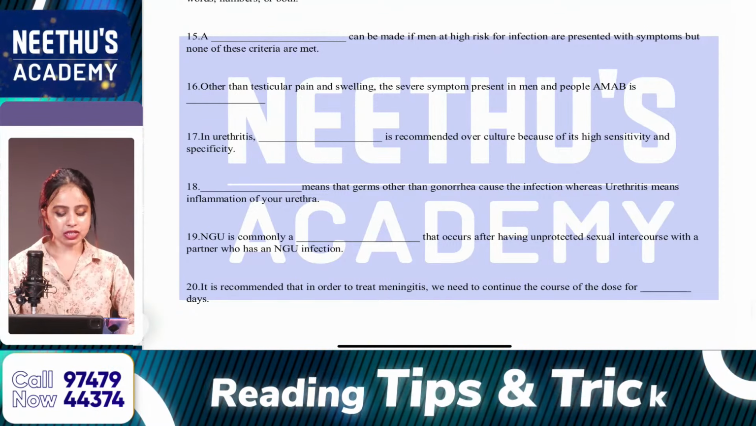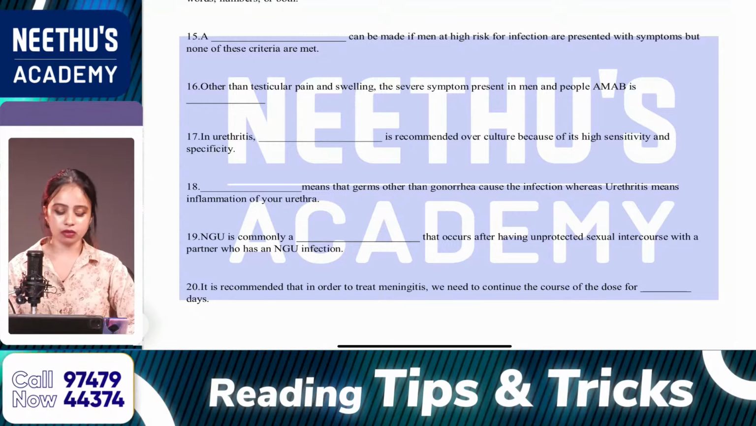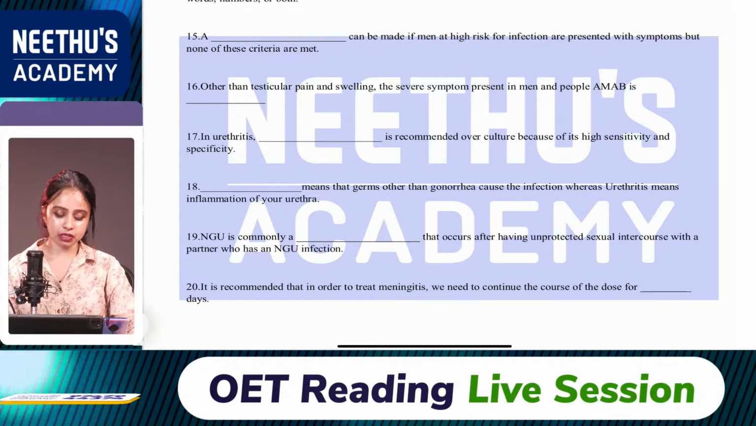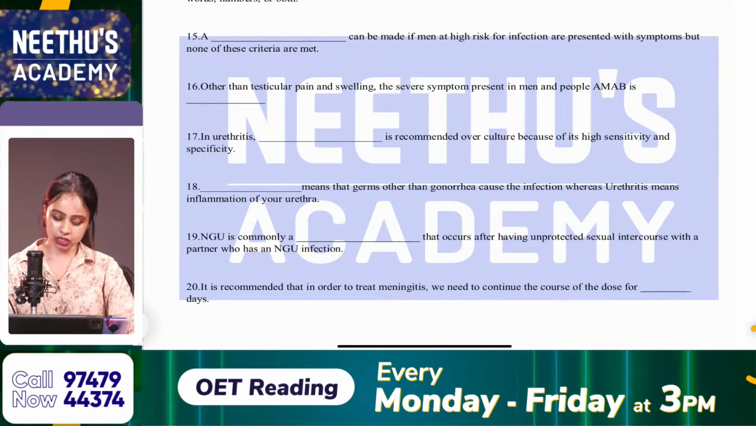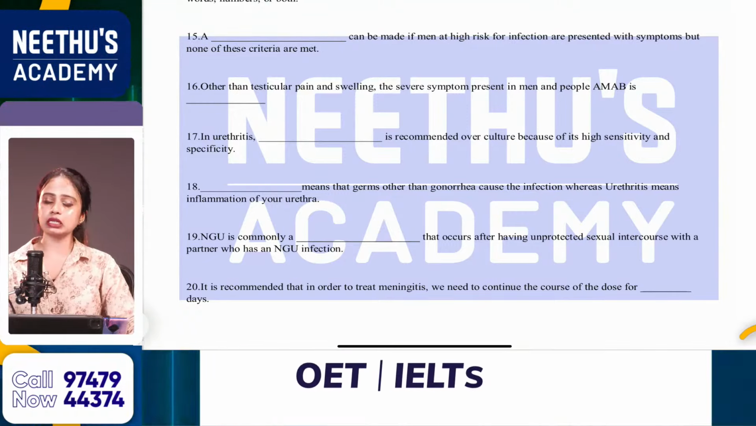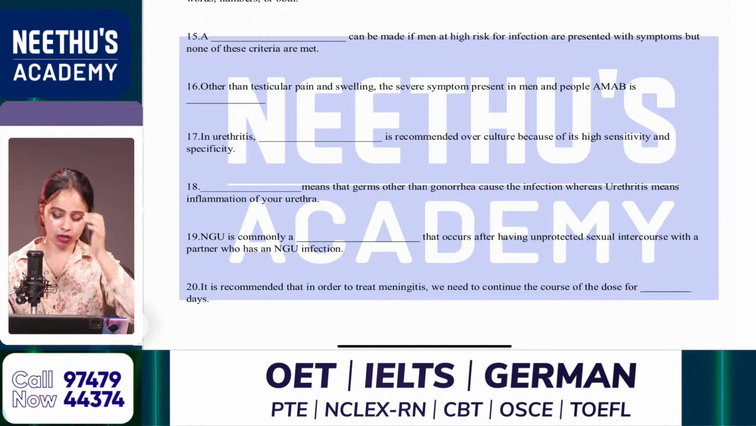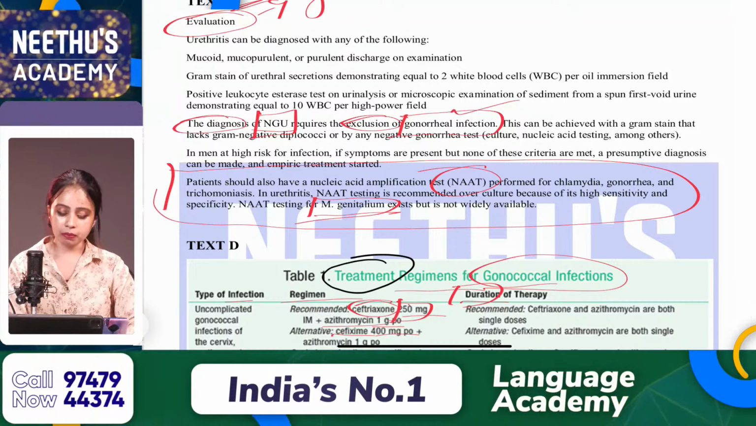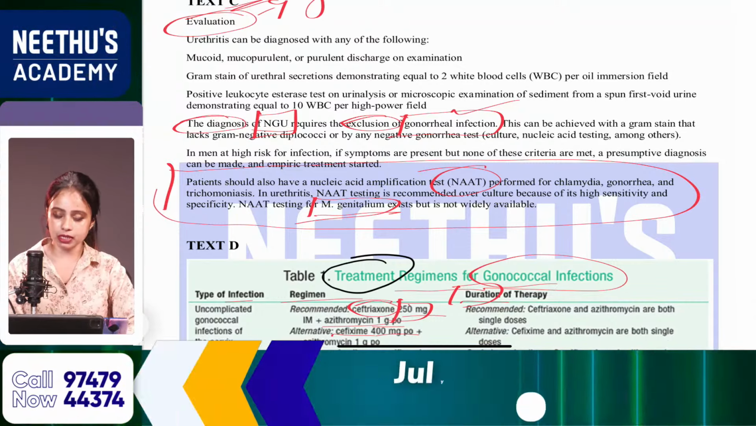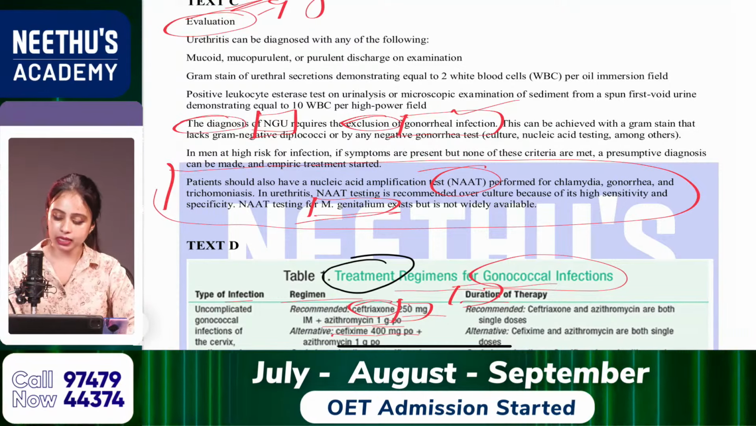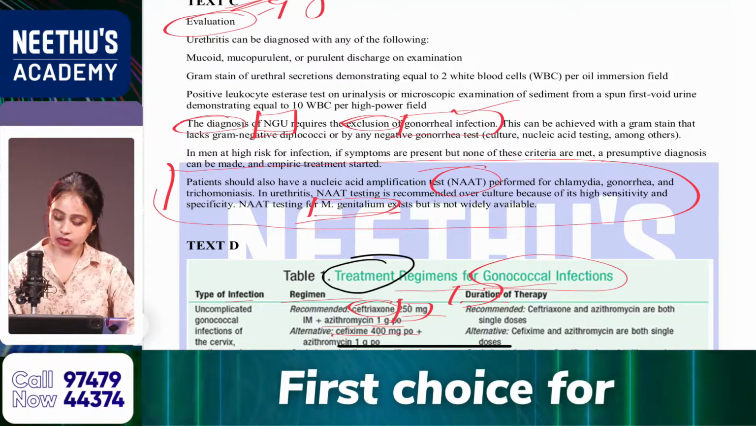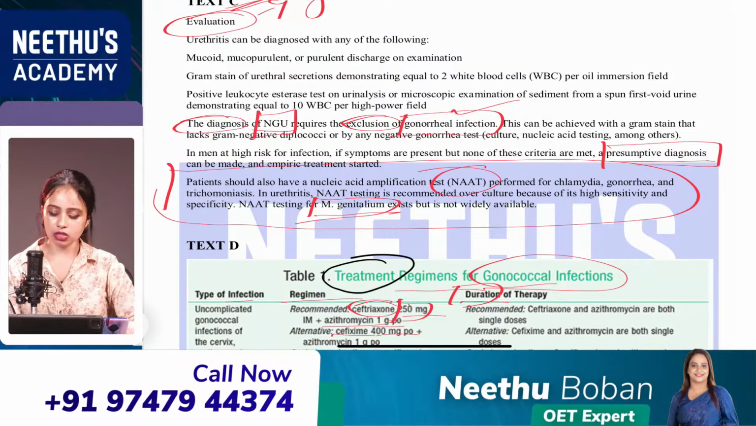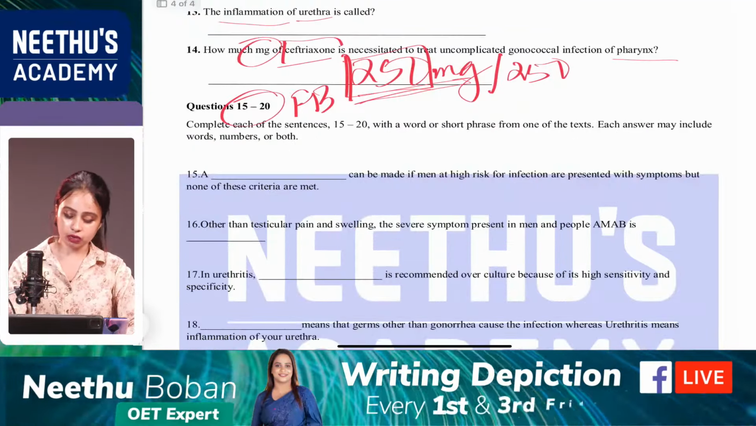Okay, Reshma. Presumptive diagnosis can be made. Very good. Which text? Any idea? Yes, Kavita. Yes, Susmin, presumptive diagnosis. Okay, Reba, Rakhi, Gopika, Anasuya, Vaishnavi, Rini, Sangeeta, it is presumptive diagnosis. Where is it mentioned? It is mentioned in text C: in men at high risk for infection, if symptoms are present but none of these criteria are met, a presumptive diagnosis can be made and empiric treatment started. So the answer is presumptive diagnosis.